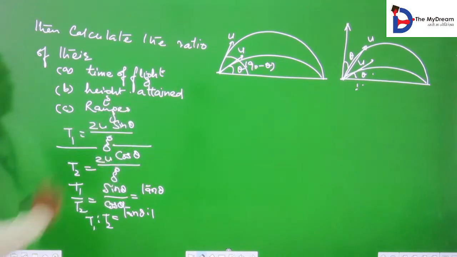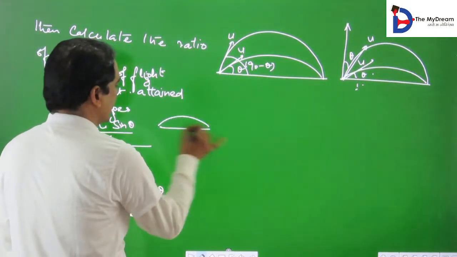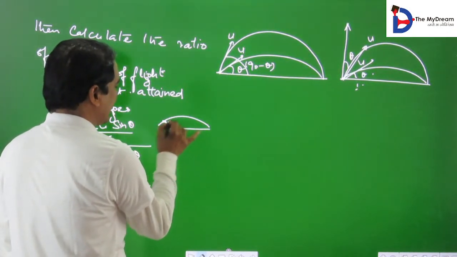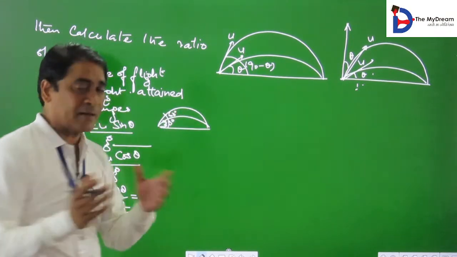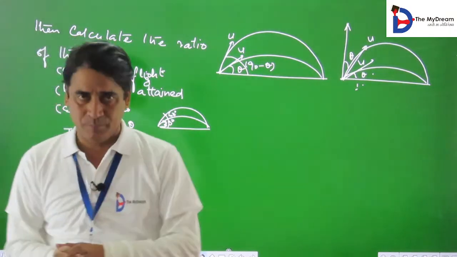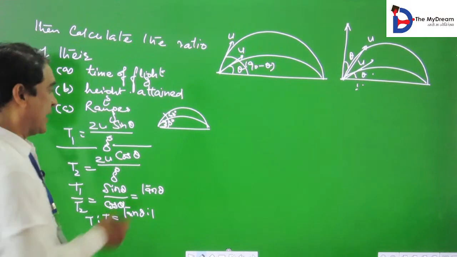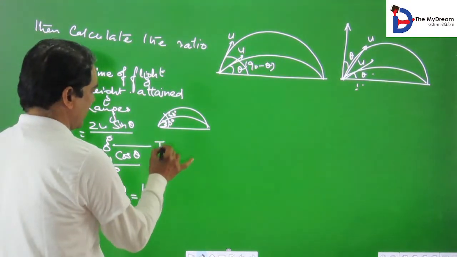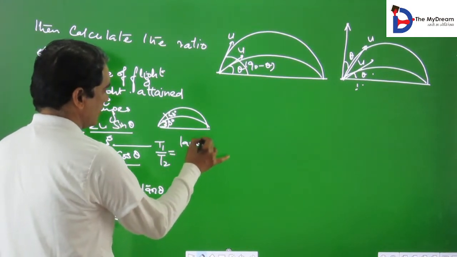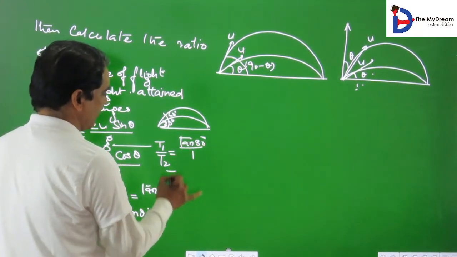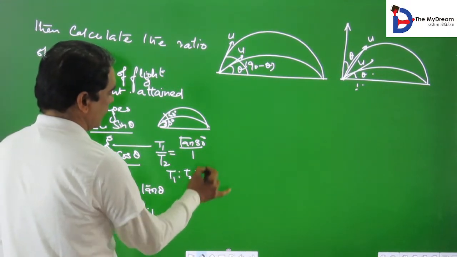If this problem is given like this, one of them is 30 degree, another one is of 60 degree. So whatever the angle is previously given to you, which is the first one, 30 degree, so directly you can put T1 upon T2 tan 30 by 1, then you will get 1 is to root 3.